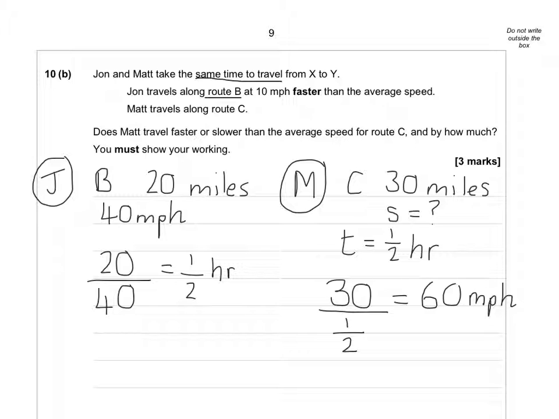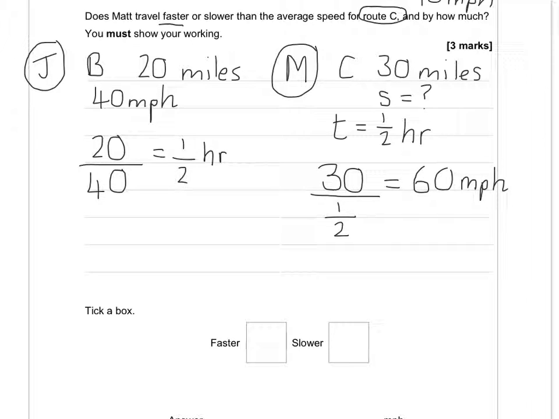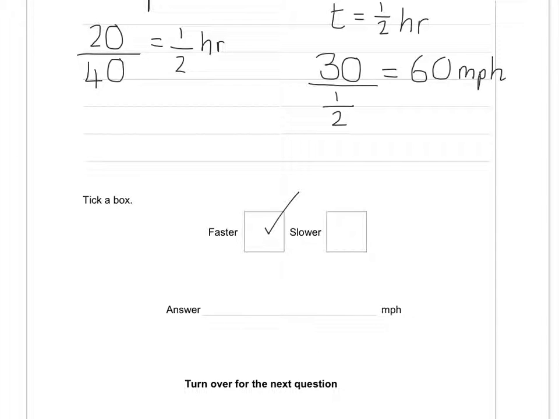So let's make sure we've answered this question. Does Matt travel faster or slower? Clearly faster than the average speed, because for route C, on the map it says the average speed is 40. That's the average speed, and Matt is travelling at 60. So we can see he is absolutely travelling faster. So I'm going to tick the faster box, and I'm going to say the answer is he travels faster by 20 miles per hour.